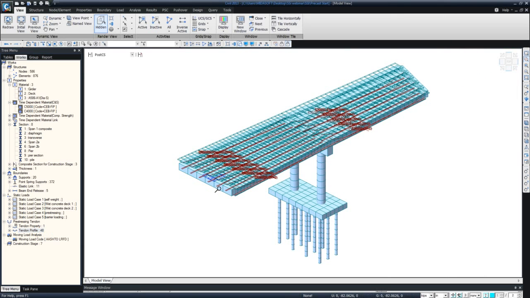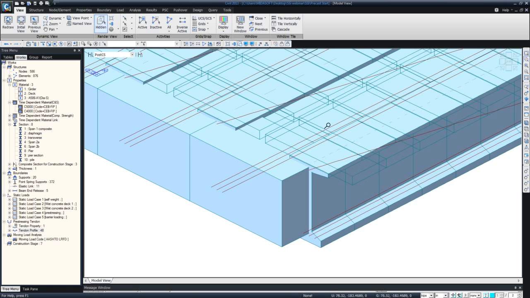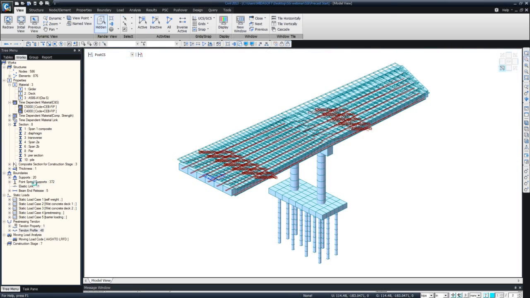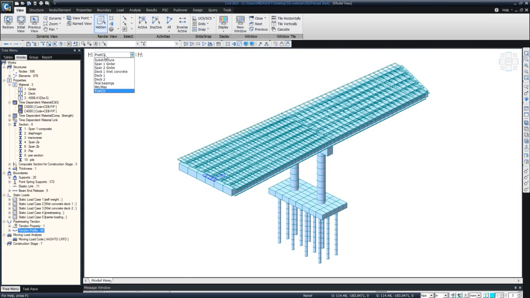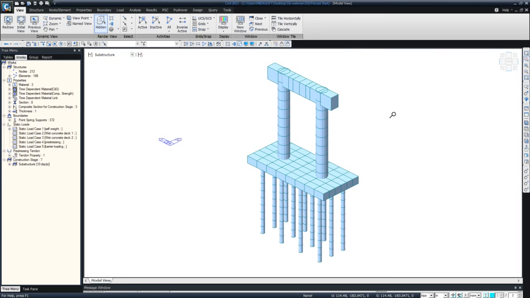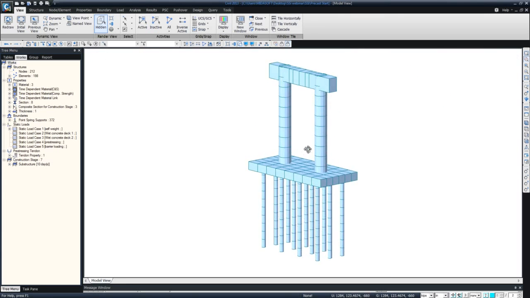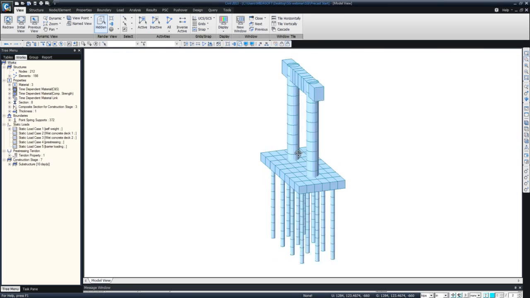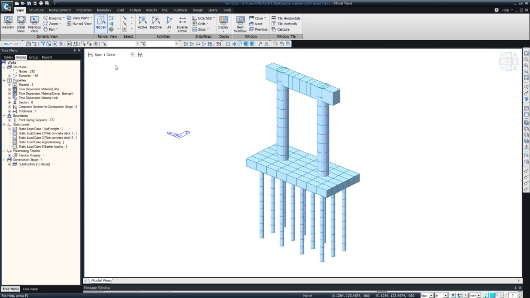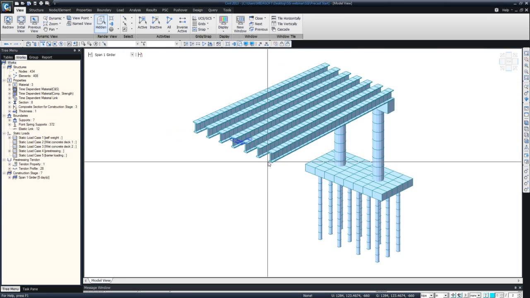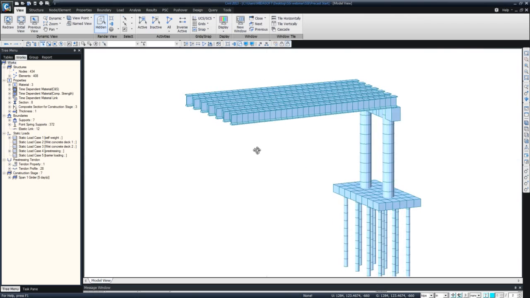In Midas Civil you can define the tendons in 3D, and if I zoom in at this location, you can see how the tendons are defined. You can define as many tendons as you want in Midas Civil. And now let me show you the construction stages. So stage 1, the substructure is constructed. Then stage 2, the span 1 girder is installed like this.